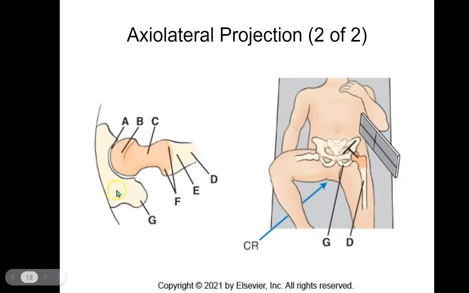Let's just look at the anatomy here one more time. So again, A is acetabulum, B is femoral head, C is femoral neck, D is the body of the femur, E is lesser trochanter. Remember, not very visible on this projection, but the area of the lesser trochanter. F is greater trochanter, and then G, of course, is ischial tuberosity.